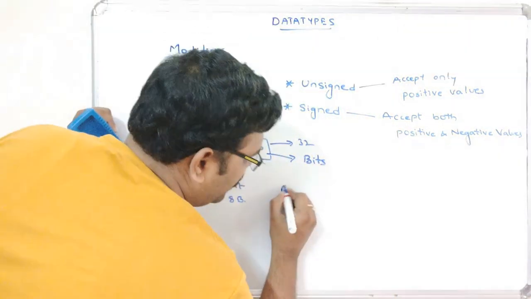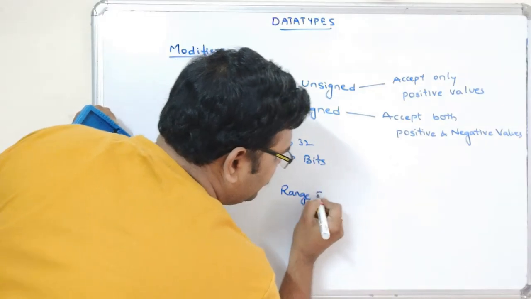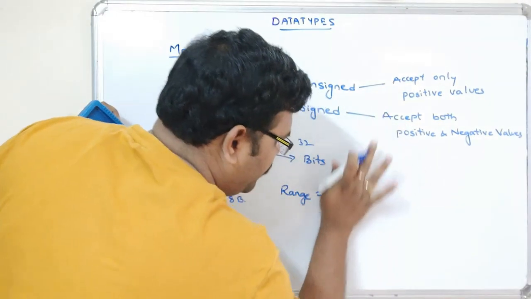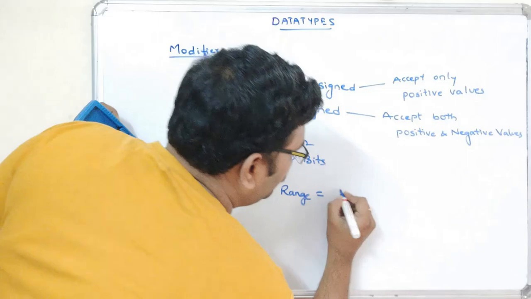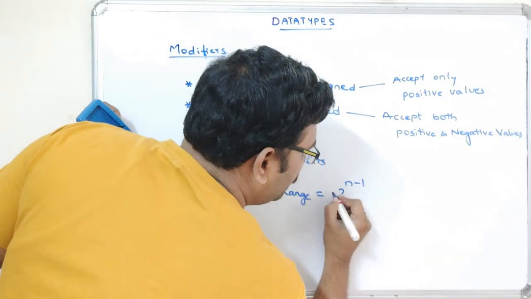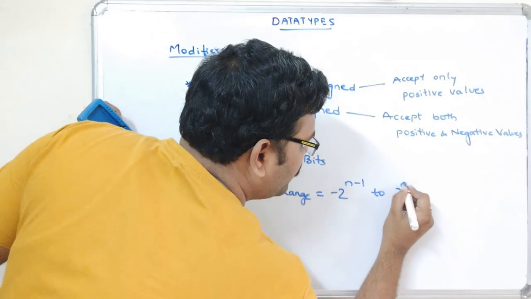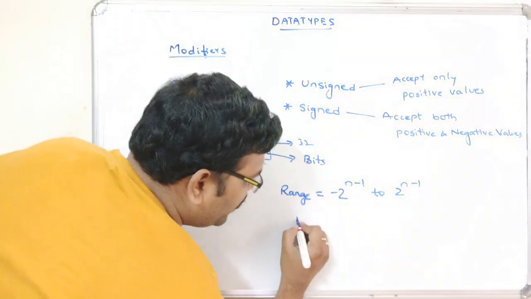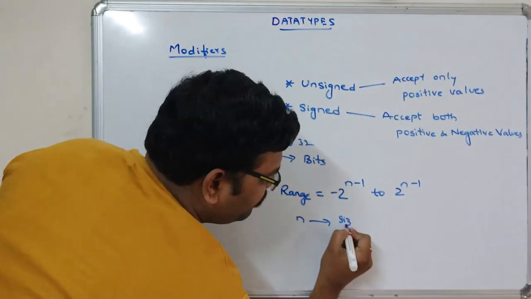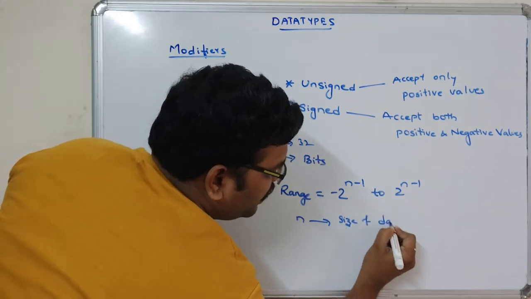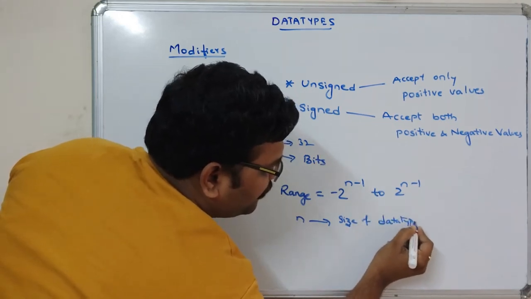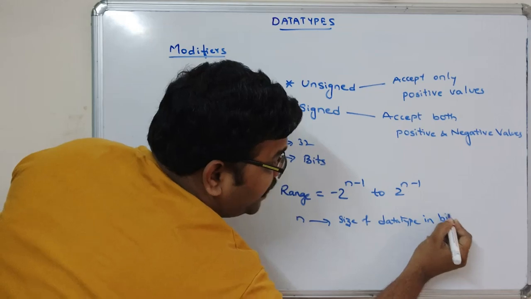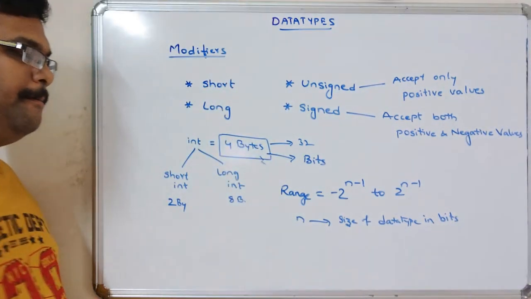So we can write it generalized. Range is equal to minus 2 power n minus 1 to 2 power n minus 1, where n is the size of a data type in bits. That's very, very important.